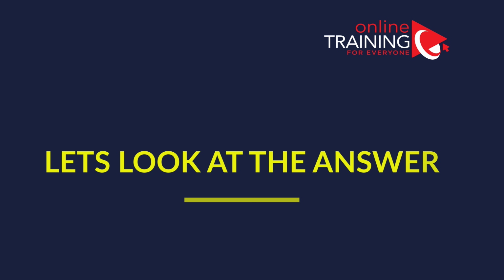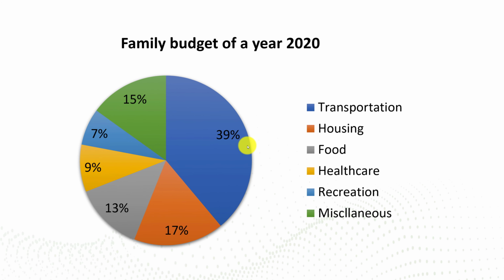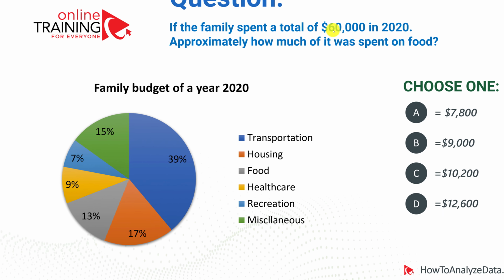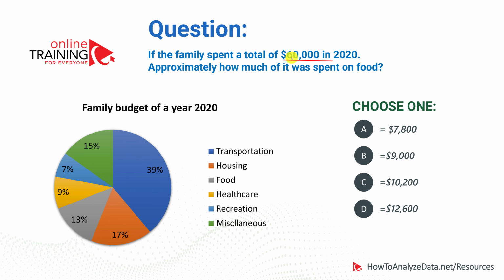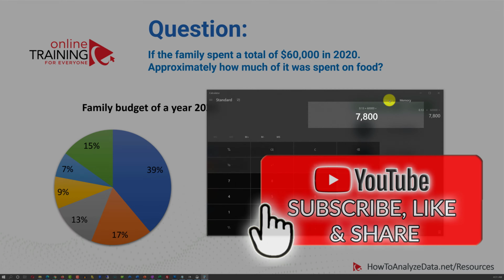To answer this question, you have to analyze the pie chart, and the pie chart represents food as the gray color. The gray color has 13% of the entire circle, which means that 13% out of $60,000 was spent on food in 2020. To calculate the actual amount, you need to multiply 0.13 by $60,000. And the answer is $7,800 was spent on food in 2020.